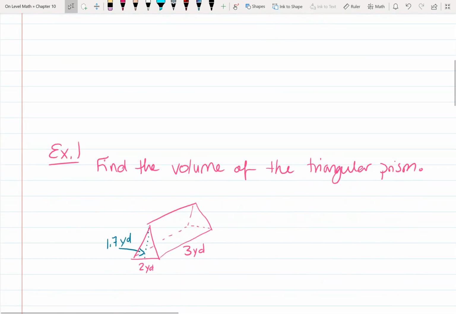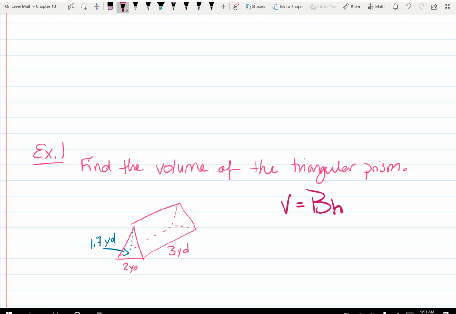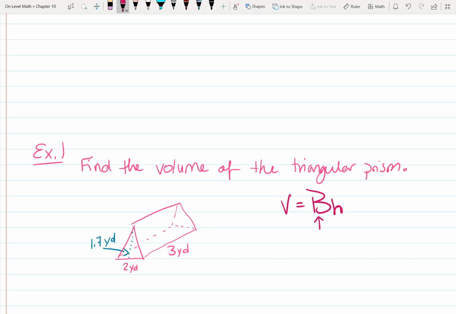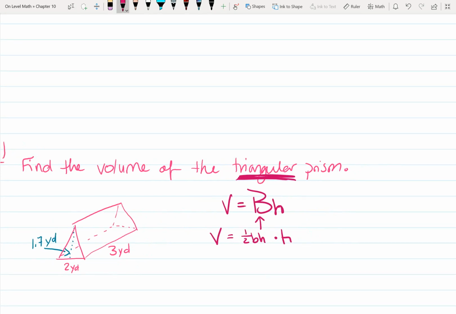Alrighty, so example 1, find the volume of the triangular prism. We are starting just like we started last time with our baseline formula. V equals capital B times H. And then we're going to break it down. Now, since we're working with a triangular prism, area of the base is a triangle, so it's 1/2 base times height of the prism, and that equals our volume. Once we've broken down that formula, we are going to write out and label all parts of it.